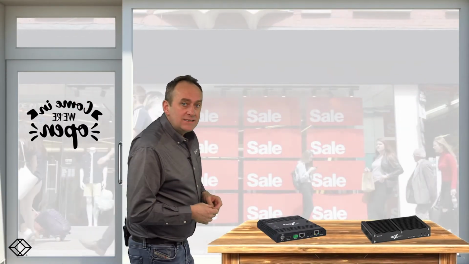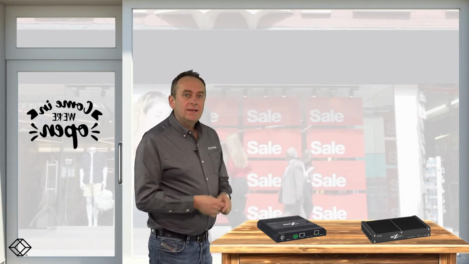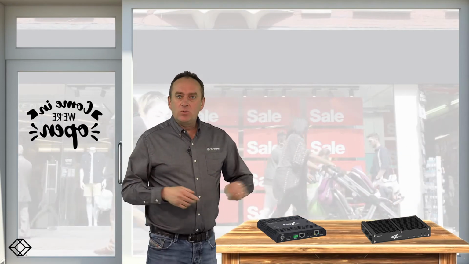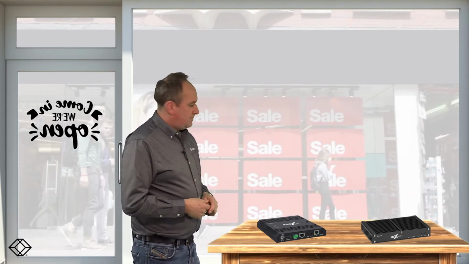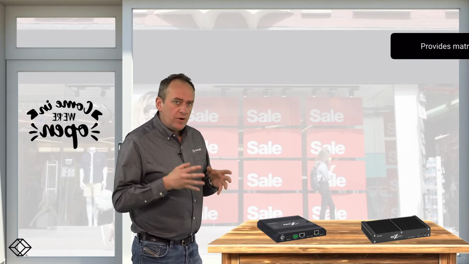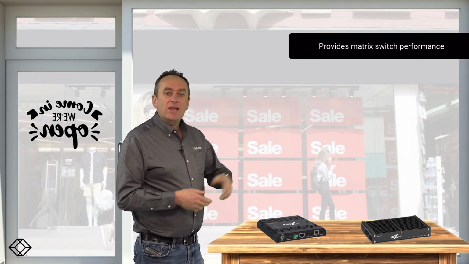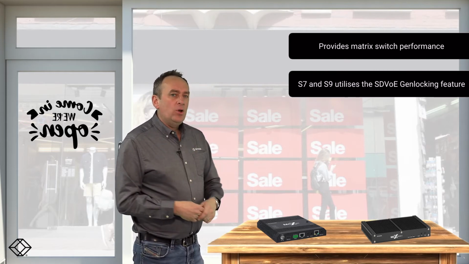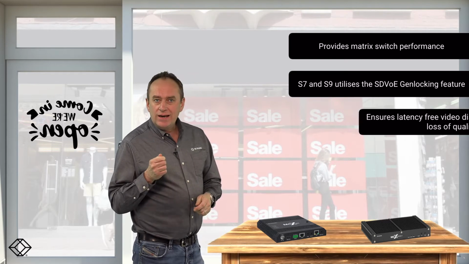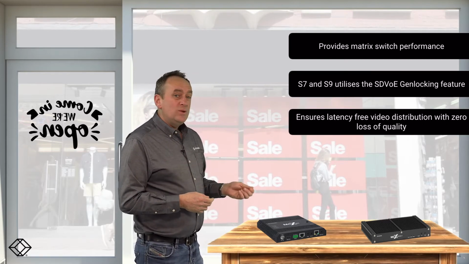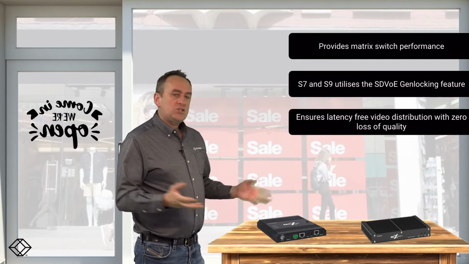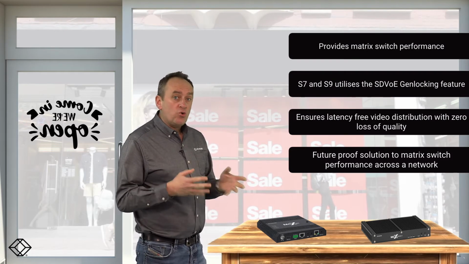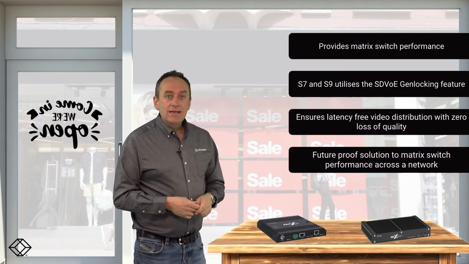Let's begin by identifying all the features commonly shared by the S7, S9 Compact and S9 products. In other words, what do they all do perfectly? Each one of these products will provide matrix switch performance because they're all able to utilize the SDVoE gen-locking feature, which time locks the transmitter to the receiver, ensuring latency-free video distribution with zero loss of quality. Put simply, if your client requires a future-proofed solution to matrix switch performance across a network, then MCX is the answer.